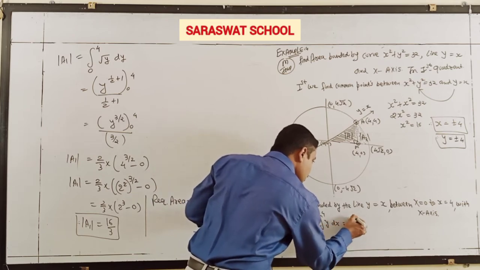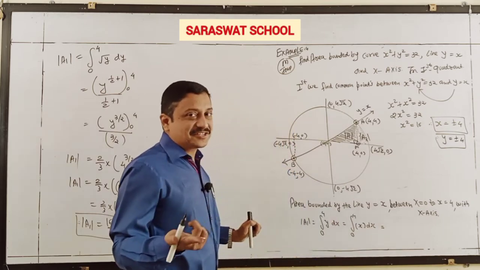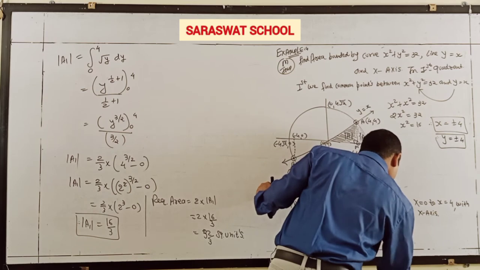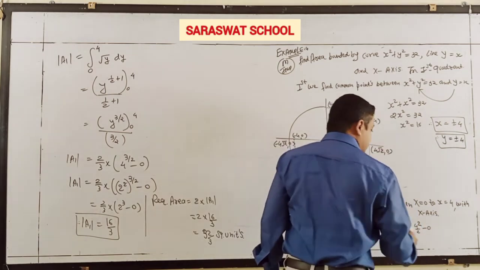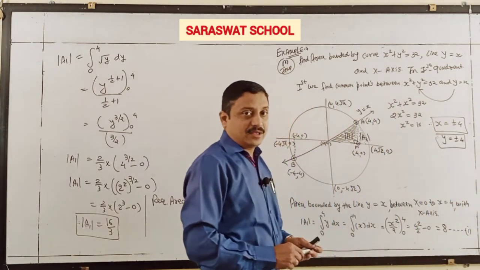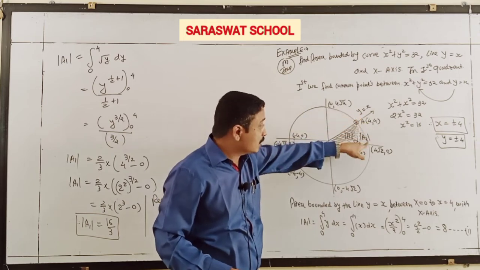So the integral from 0 to 4 of y dx, which is very easy, is the integral from 0 to 4 of x dx. Integrate it: x square by 2, from 0 to 4. So 4 square by 2 minus 0, 16 by 2, is 8. That's statement 1. This area is done. Now I take A2, but only the curve.